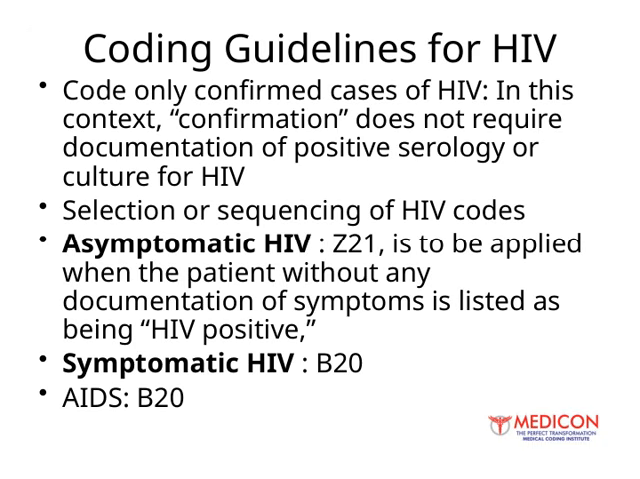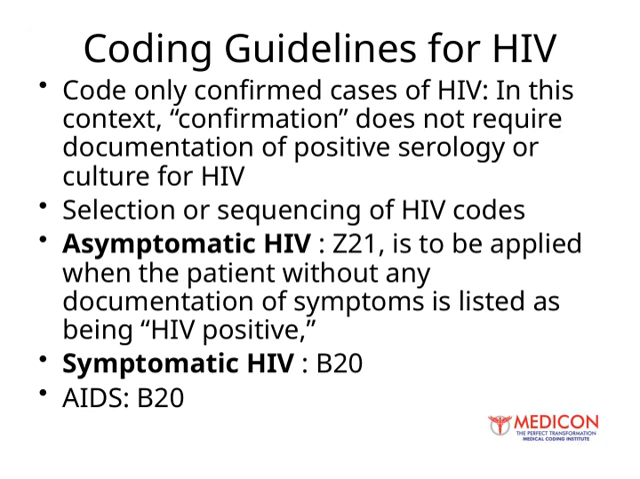Now, regarding the selection or sequencing of HIV codes, we need to be precise. For asymptomatic HIV, we use the code Z21. This should be applied when a patient is listed as HIV positive but shows no documented symptoms. It's important to differentiate this from symptomatic cases to ensure accurate coding.